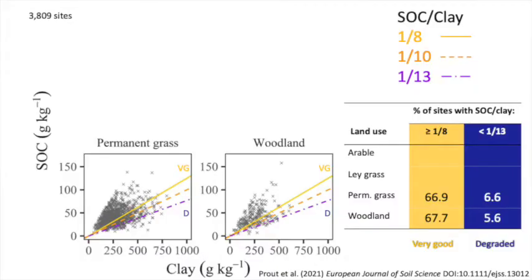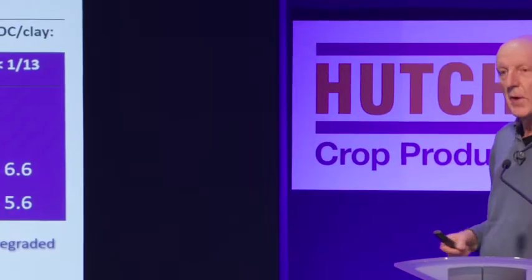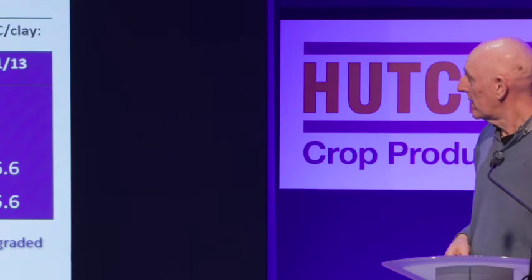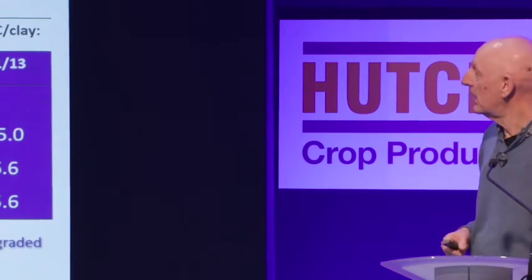You go to permanent grass, pretty similar actually. There are a lot of soils there above that yellow line in very good condition, and very few below that purple line, which is degraded. So that's the 6%, very small percentage.